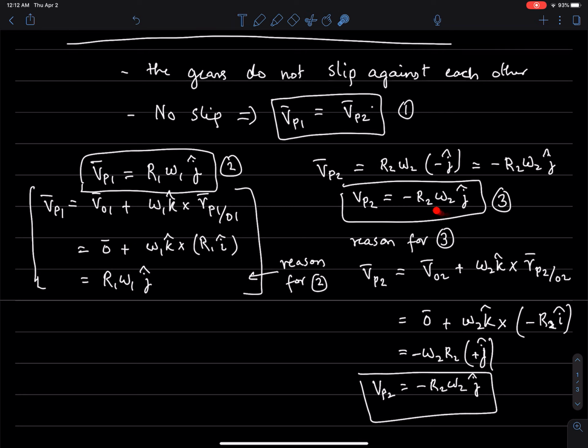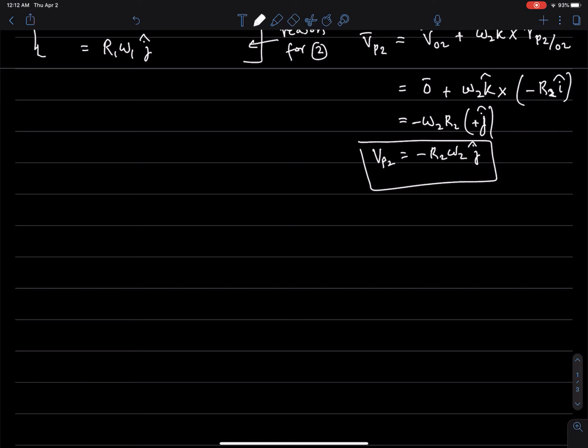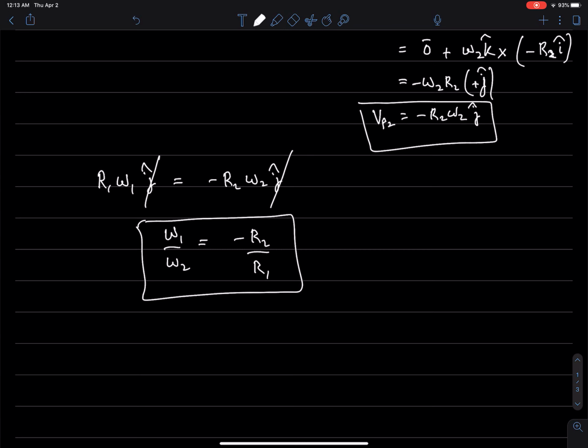So let's plug in this expression and this expression into equation number 1. What do we get? We get R1 omega 1 j equals minus R2 omega 2 j. You can cancel the j's. And what we get is omega 1 by omega 2 equals minus R2 by R1. So this is the speed ratio. And on the right hand side is the ratio of the radii. And this is also equal to what's called the gear ratio.